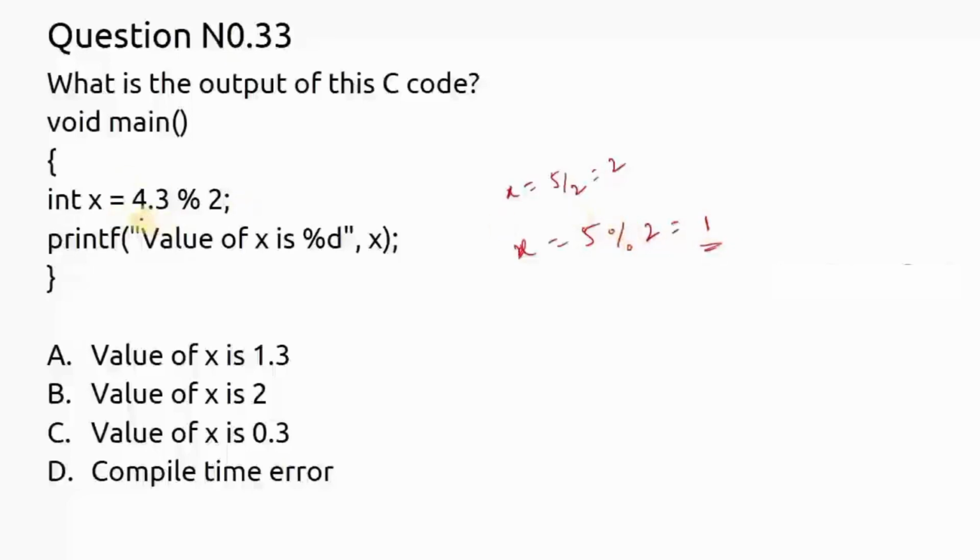But here you can see the value is a floating value, which is 4.3, some decimal value. So how can you get a remainder when you divide a decimal number or floating number with another number? You won't get any remainder here. So this sort of operation is not allowed. That's why this is an error, that is compile time error. The answer is D. We need to remember this point.